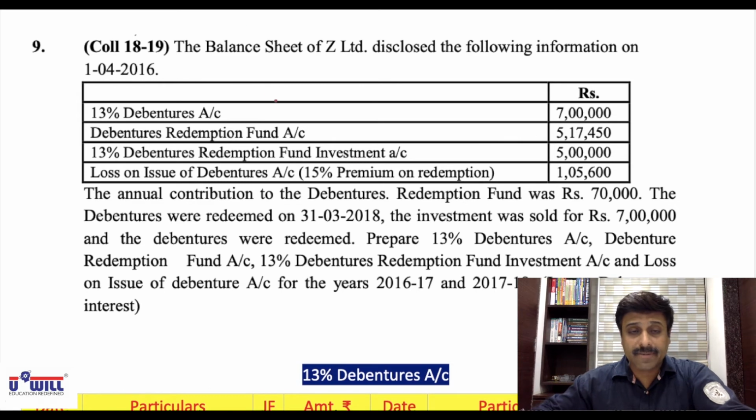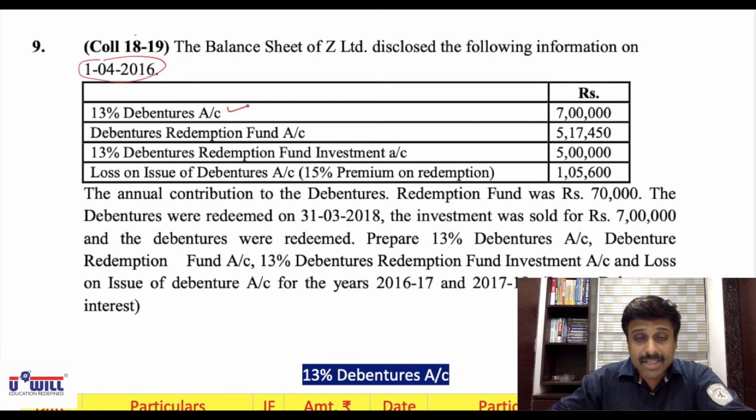Everyone be attentive. This is the last question for this lecture, and almost your syllabus of this unit 3 also gets over. The balance sheet of Z Limited disclosed the following information on 1/4/16. Debentures account already has a balance of 7 lakhs. Fund account already has a balance of 5,17,450. Debenture redemption fund investment account has a balance of 5 lakhs. And loss on issue of debentures, which is based on 15% premium on redemption, is 1,05,600.